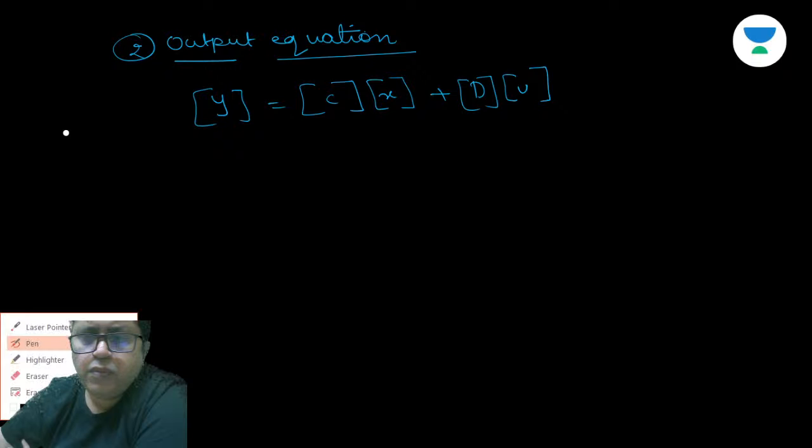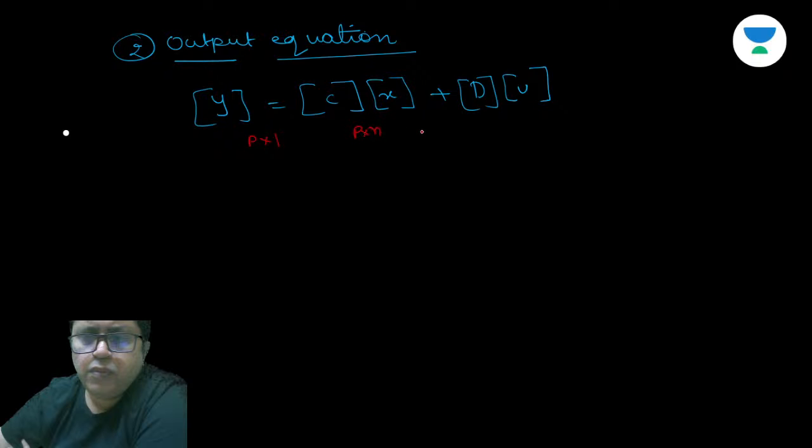Where the size of Y matrix is p by 1, size of C matrix is p into n, size of x matrix is n into 1, size of D matrix is p by m, size of U matrix is m by 1, where p is equal to the number of outputs required.